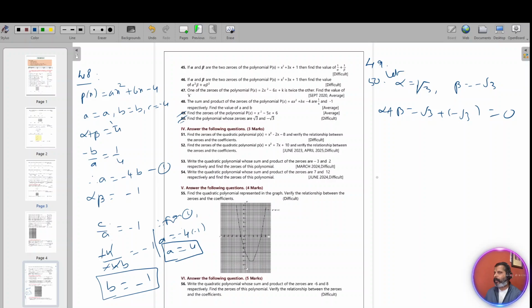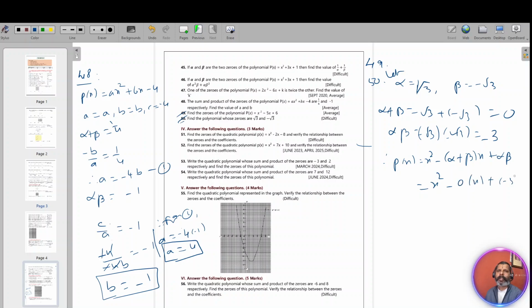We want that. So once we get product of zeros or sum of zeros, x square minus sum of zeros into x plus product of zeros is the polynomial. Okay. Therefore, alpha plus beta equal to √3 plus minus √3, that is sum of zeros is 0, and product of zeros alpha beta. What is alpha beta? √3 into minus √3, that becomes minus 3. Therefore, polynomial required is x square minus (alpha plus beta)x plus alpha beta, x square minus 0 of x plus minus 3, that is x square minus 3 is the polynomial required.